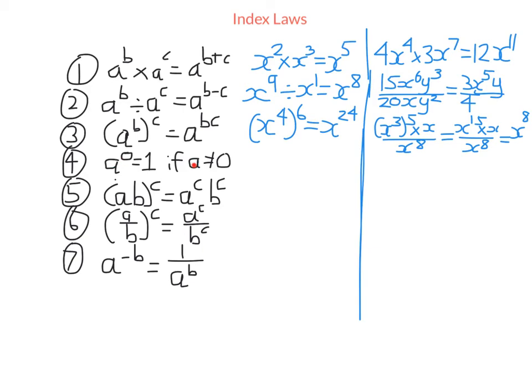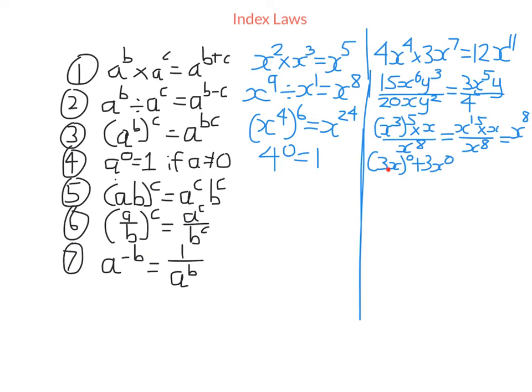So the fourth one's a bit different. It says, if a number is not equal to 0, any number other than 0 when raised to the power of 0 is 1. So something like 2 to the power of 0 is 1. 3 to the power of 0 is 1. 4 to the power of 0 is 1. Anything except 0 to the power of 0 is 1.